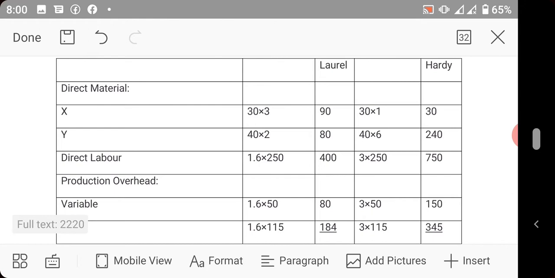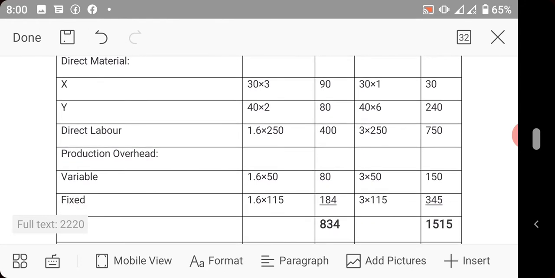30 naira. So multiply, you now have 90. So the cost of X for Laurel is 90. For Y, Laurel will consume 2 units. Then the standard cost per unit of Y is 40. Multiply, we have 80.